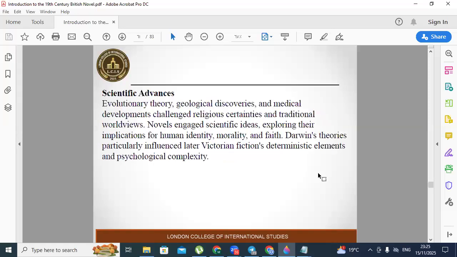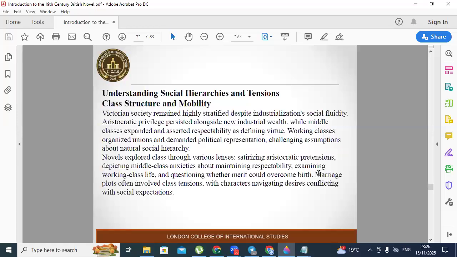Scientific advances: evolutionary theory, geological discoveries, and medical developments challenged religious certainties and traditional worldviews. Novels engaged scientific ideas, exploring their implications for human identity, morality, and faith. Darwin's theories particularly influenced later Victorian fiction, with deterministic elements and psychological complexity.